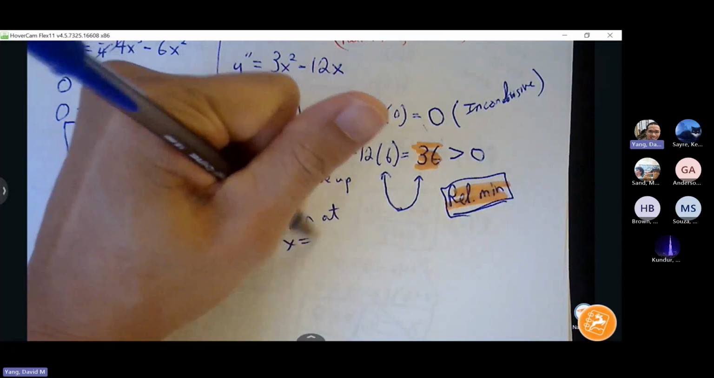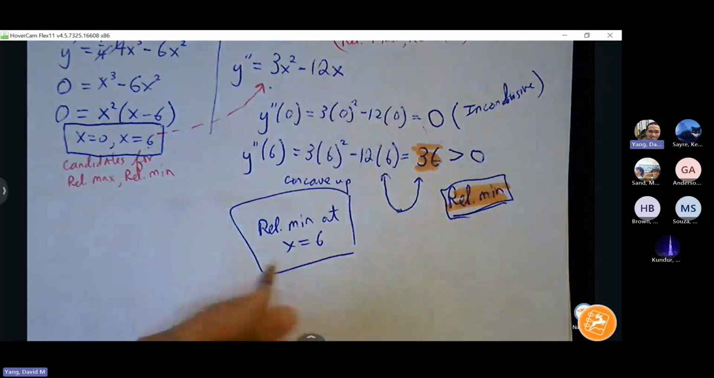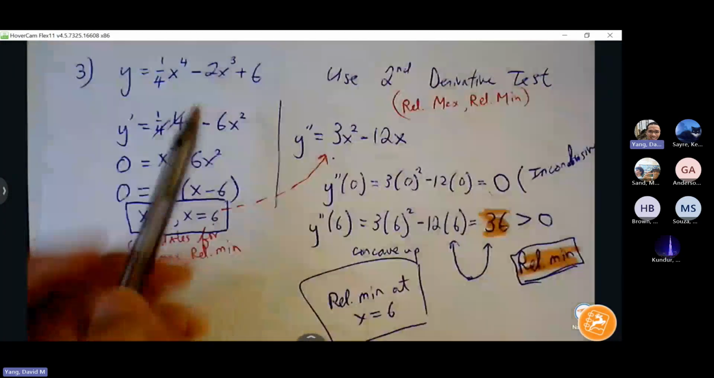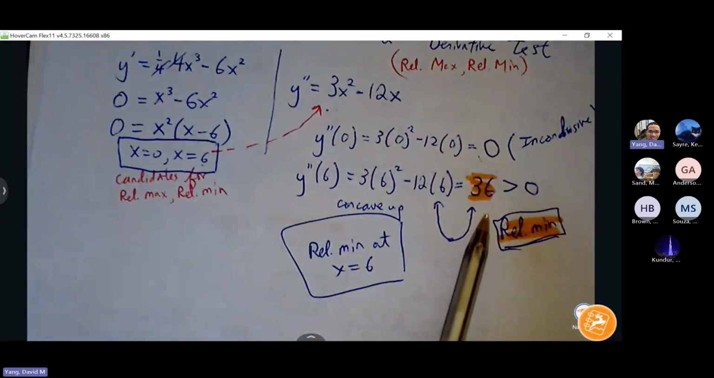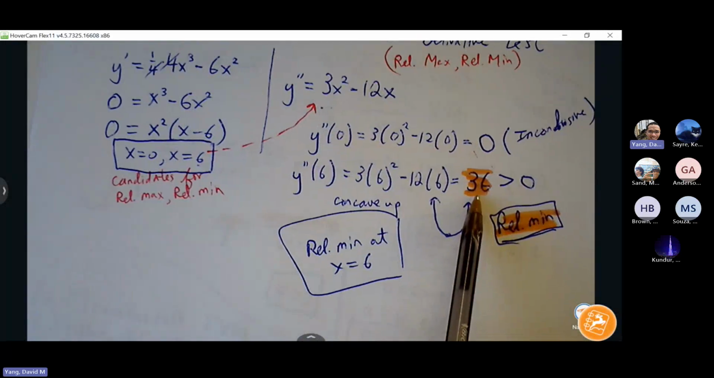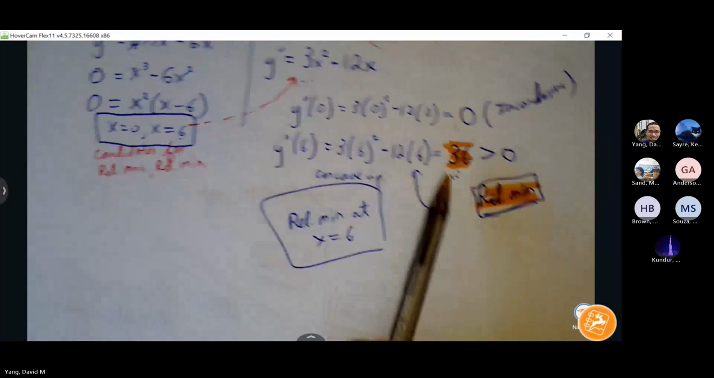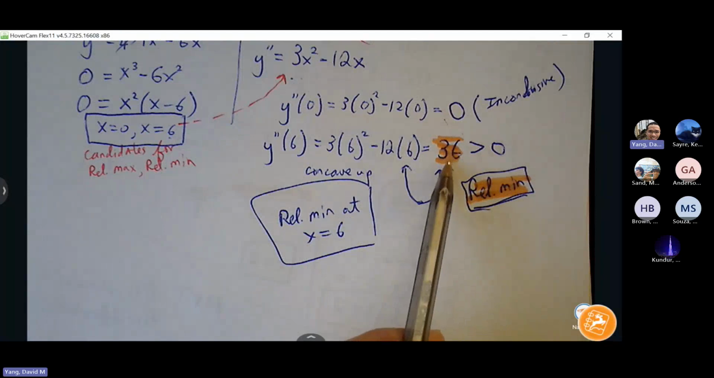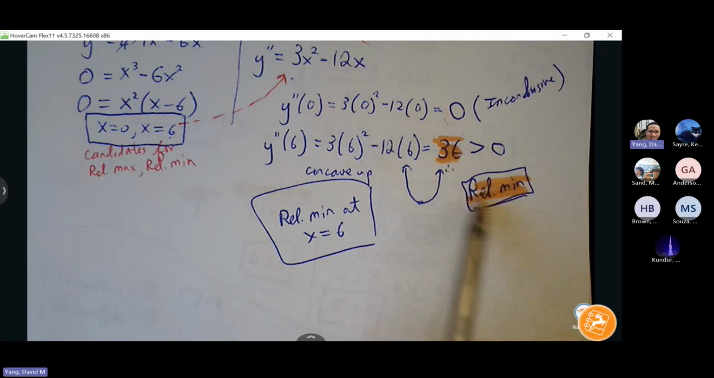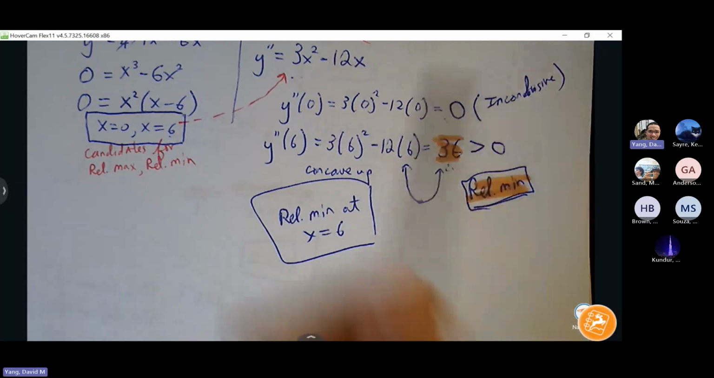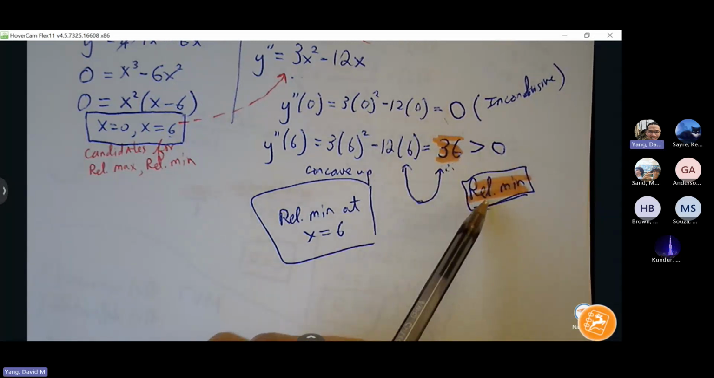at x equals 6. If I wanted to find the y value, I would have to plug the 6 back into the original function. This is not my y value. It's not 36. This is only used to help us determine whether it's concave up or concave down, and then from there, we can look at the graph to tell whether it's relative max, relative min.